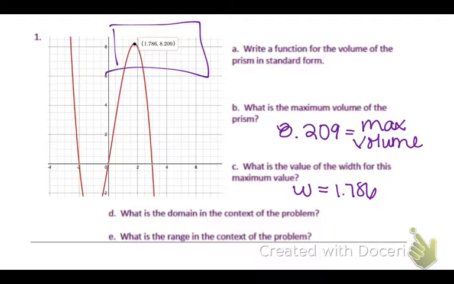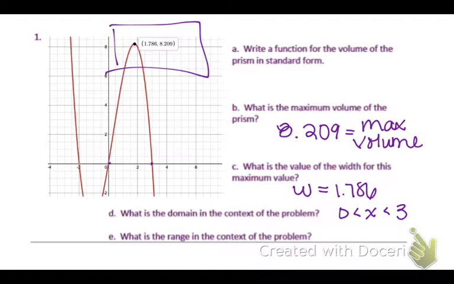Domain in the context of the problem, we can't have negative volume, we can't have negative width, so the domain is actually going to be only here in the first quadrant, from 0 to about 3. If I had anything more than 3, because I had that part of the function rule that was 3 minus x, then I would cut more of the box away than I had. So I can't take away more than 3 from 3 and still be within the context of this problem. So x has to be greater than 0 but less than 3.